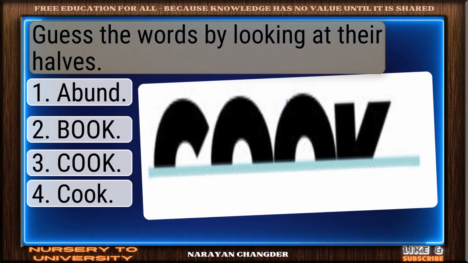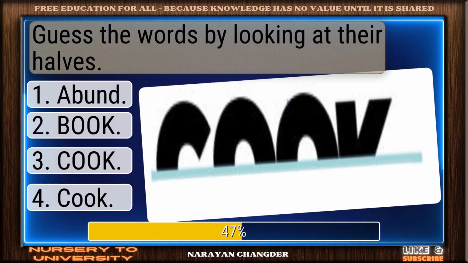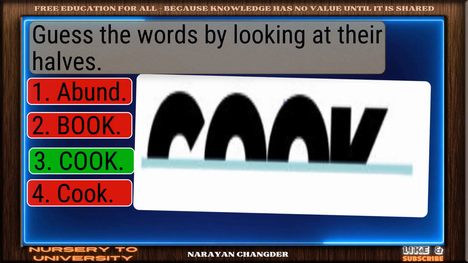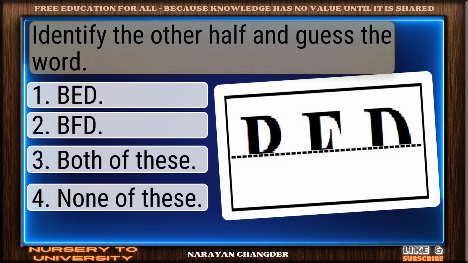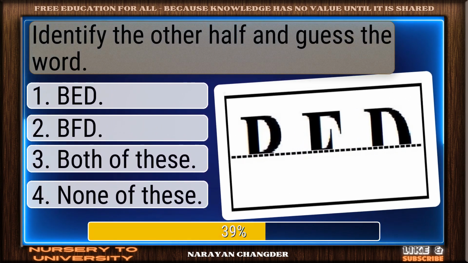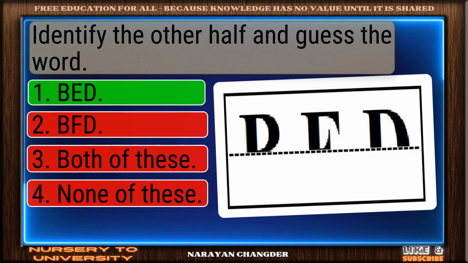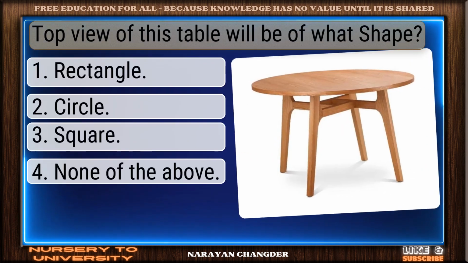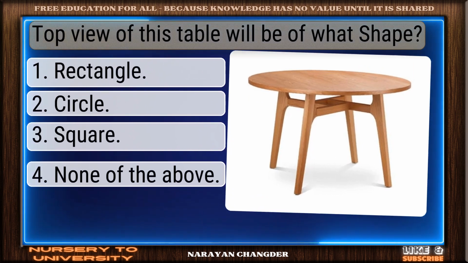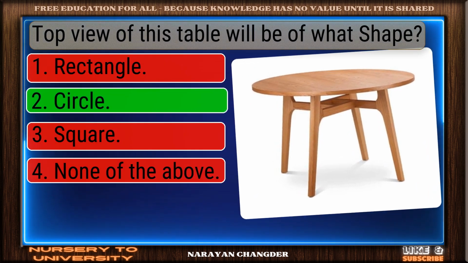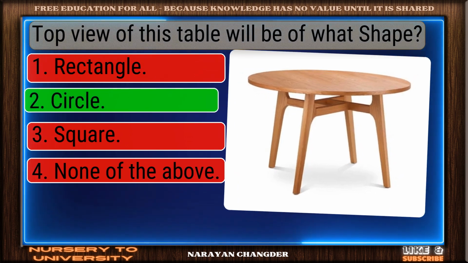Guess the words by looking at their halves. Solid response. Cook is a valid choice. Identify the other half and guess the word. Sharp thinking. Bed is the right choice. Top view of this table will be of what shape? Smart move. Circle is an accurate answer.